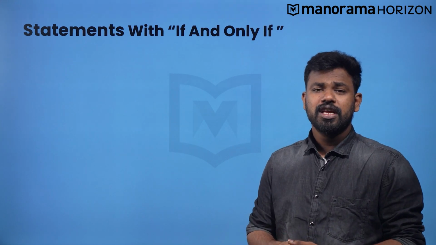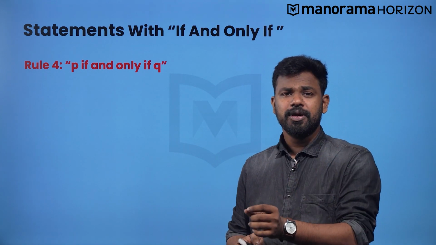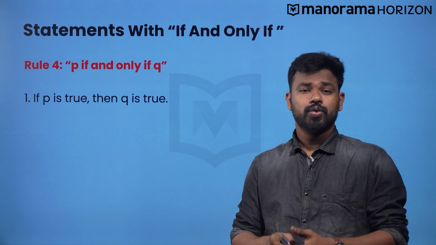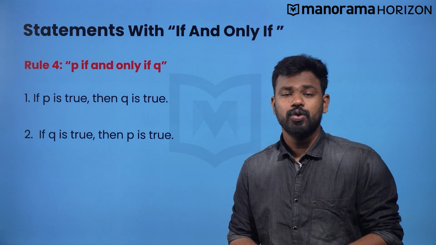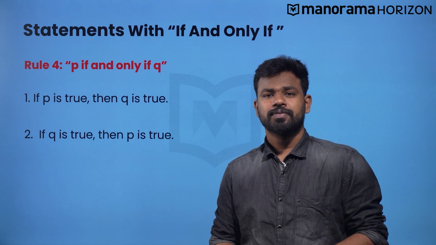Then the next rule: if we are dealing with "if and only if" statements, then in order to show the statement P if and only if Q, we need to show that if the statement P is true, then the statement Q is true, and if the statement Q is true, then the statement P is also true. Now let us exemplify these rules.